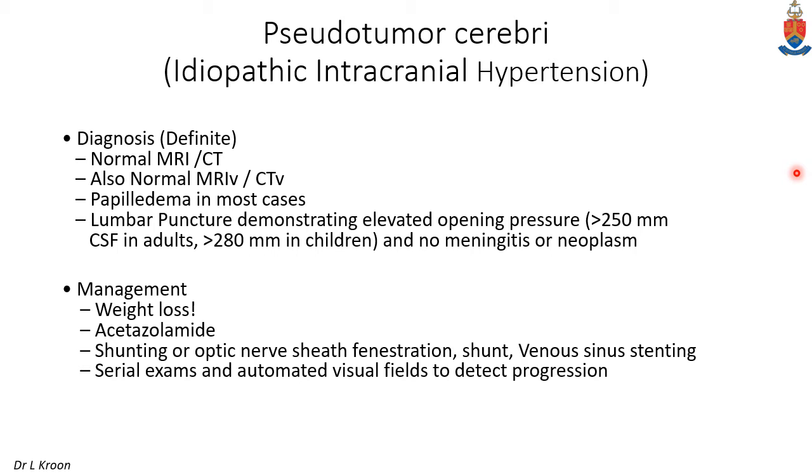Management includes weight loss, acetazolamide, which has been shown to lead to improvement in visual fields in mild cases, shunting or optic nerve sheath fenestrations, where there's either bad headaches for shunting or a progressive visual loss despite having medical treatment with optic nerve fenestration. One has to follow the patient with serial examinations and automated visual fields to detect progression. But most patients do extremely well with acetazolamide as well as weight loss.